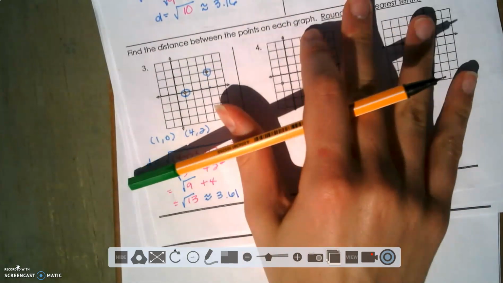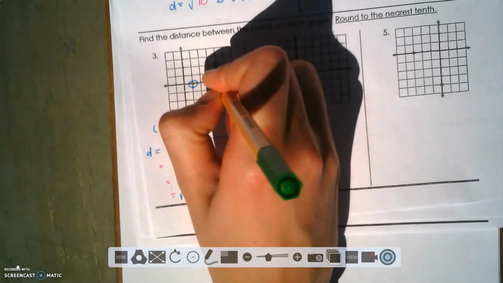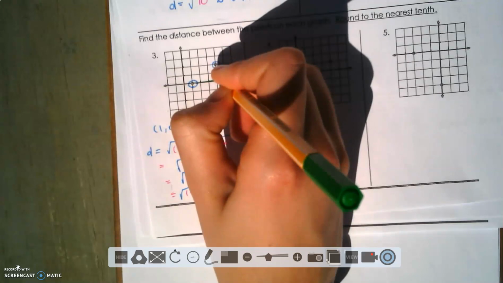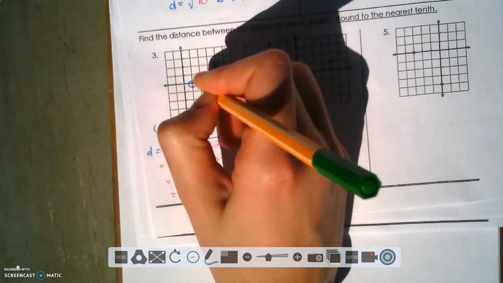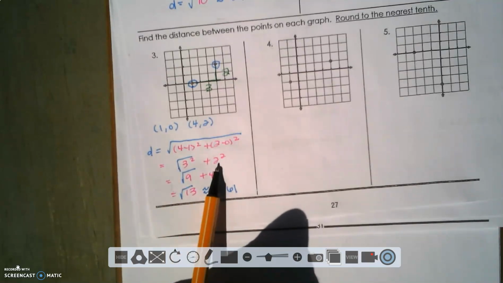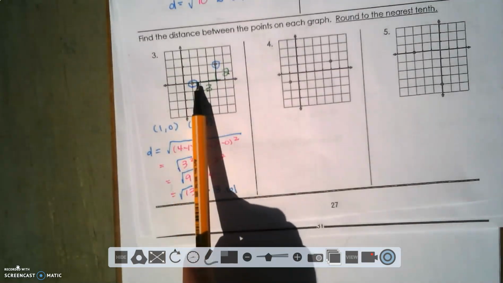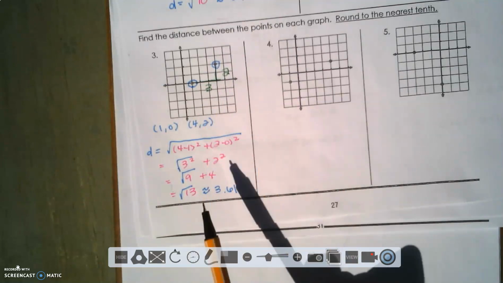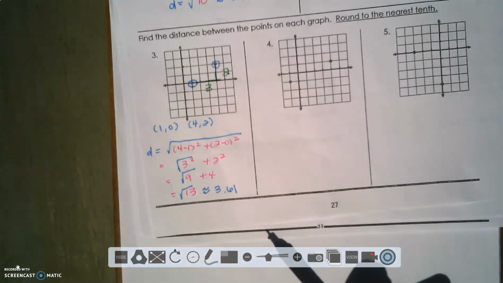So I would create a right angle here, and this is down 2 and over 1, 2, 3. And so there's your 3 squared and your 2 squared, just from that horizontal and vertical distance. And you'll still end up here with your square root of 13. So you can finish these examples as practice, as well as page 28 and 29, all on distance formula practice.